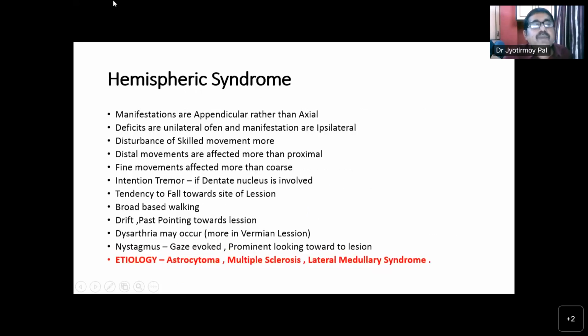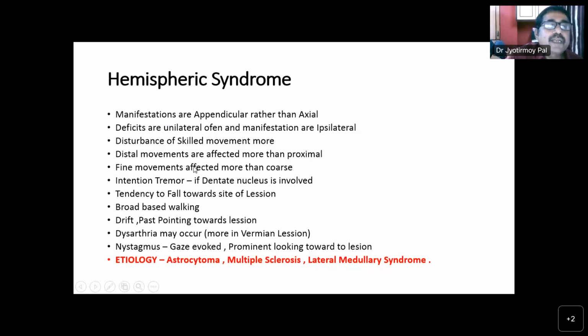Next we come to the hemispheric lesion. A hemispheric lesion is more appendicular than axial, and the deficits are unilateral and the manifestation is ipsilateral. Particularly, skilled movement is more affected. In a vermis lesion, the gait is more affected; here, skilled movement is more affected. You want to write something, play some instrument, or hold a teacup. This skilled movement will be more affected, and distal movement will be more affected than proximal movement. I have told you several times the vermis is for the proximal muscles. Fine movement is more affected than coarse movement.